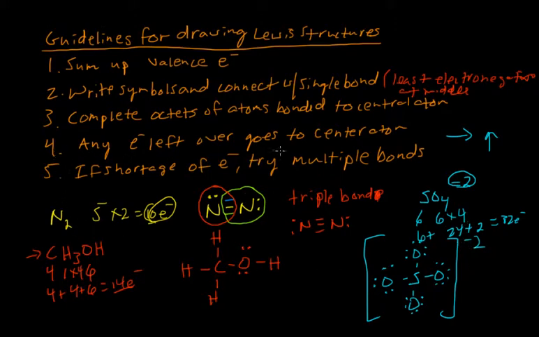So there weren't any electrons left over, and there wasn't a shortage of electrons, so we didn't need to do any multiple bonds. If we double check the electron numbers again, it's 2, 4, 6, 8, 2, 4, 6, 8, 2, 4, 6, 8, 2, 4, 6, 8. So this gives me 32 electrons. And like we said, the total overall charge was a negative 2. So this is the Lewis structure for SO4, which is sulfate. This is a polyatomic ion.